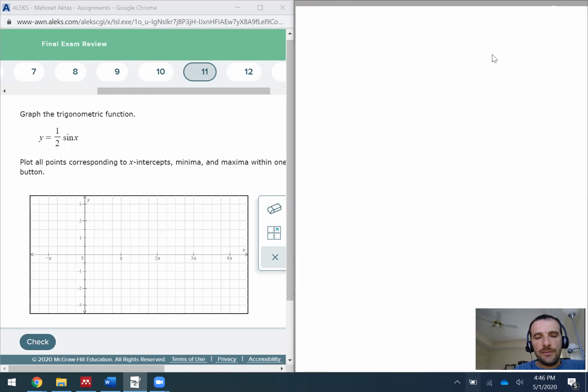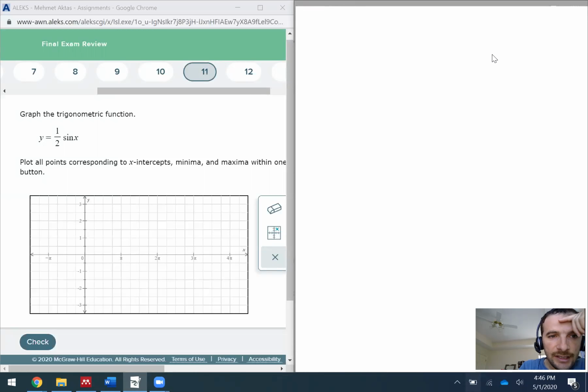The first 10 questions were from chapter 5. And the next 10 questions, from 11 to 20, are all from chapter 6. As you remember, chapter 6 is about how to draw the graphs of trigonometric functions and also the inverse trigonometric functions. Okay, anyway, let's look at this question.